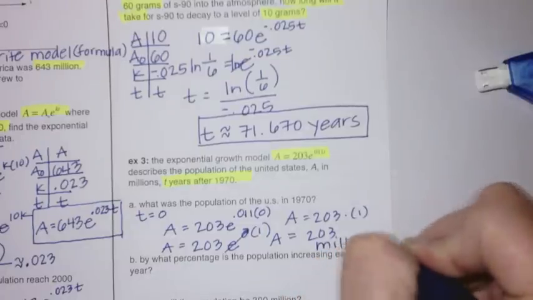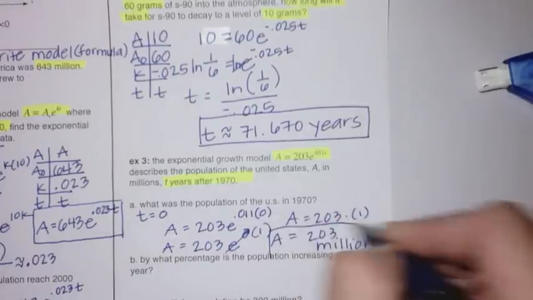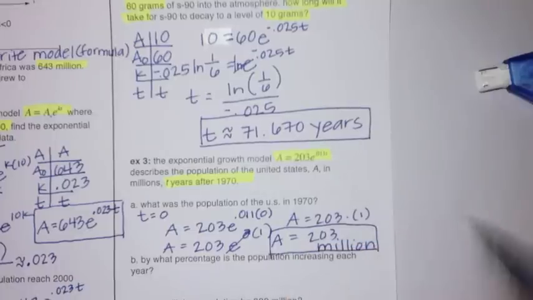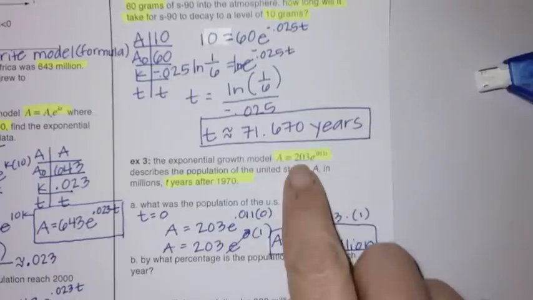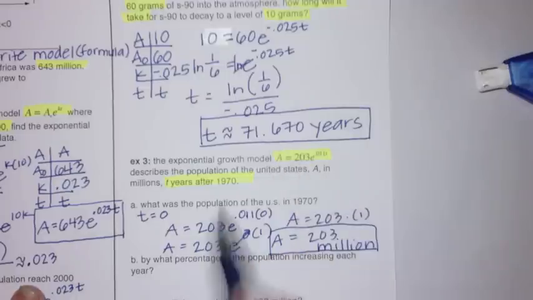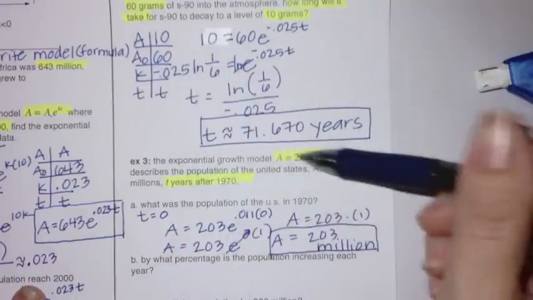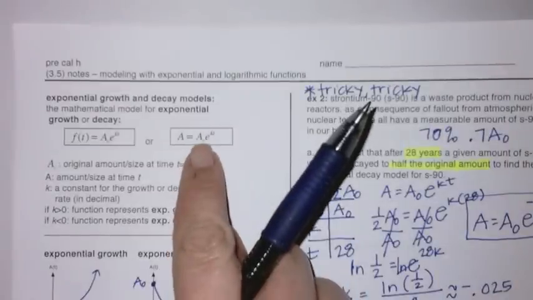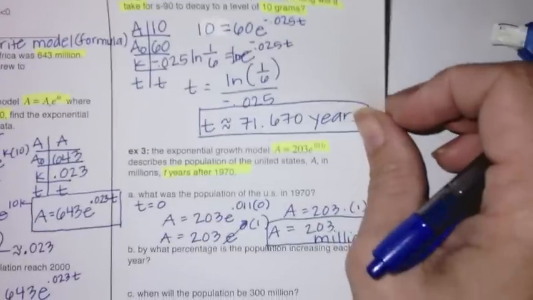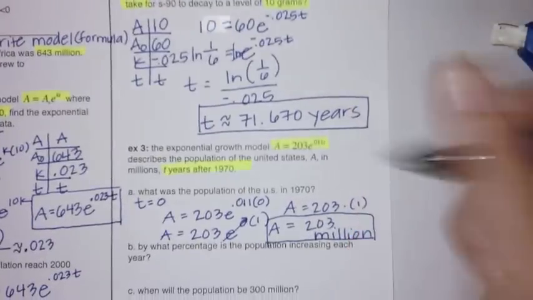We're going to make sure we put our unit on it. And you can see it's also right there. That's because in our formula, A naught is the initial amount, and if you look back up here at the beginning, A naught represents your initial amount. So you didn't even have to do all that work. You could have just taken it straight from the equation.